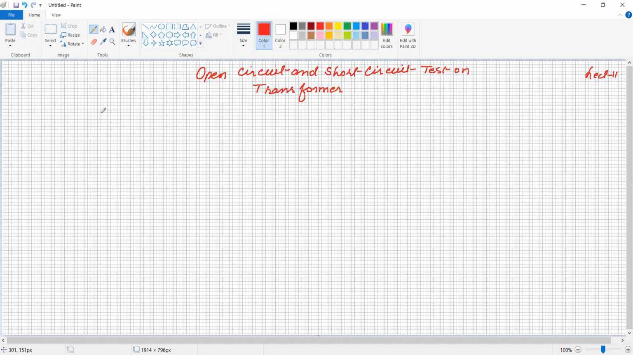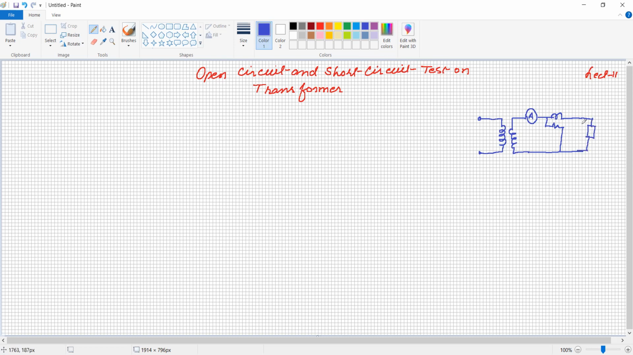In case of a small capacity transformer, say 2 kVA, 5 kVA, or maybe 10 kVA, the transformer can be tested on load condition. Say for example, this is a single phase transformer of 5 kVA. In the secondary side, a voltmeter, ammeter, maybe a wattmeter can be connected to the secondary of the transformer as well as the primary of the transformer.